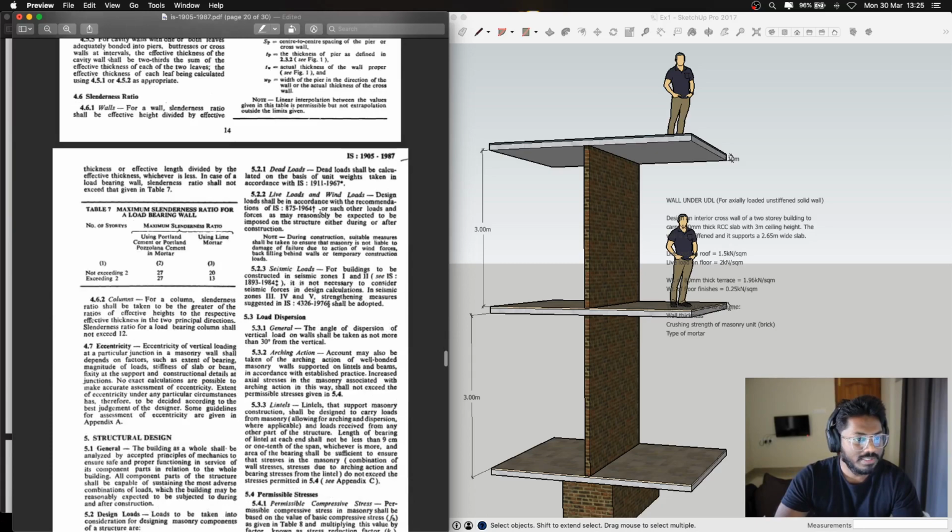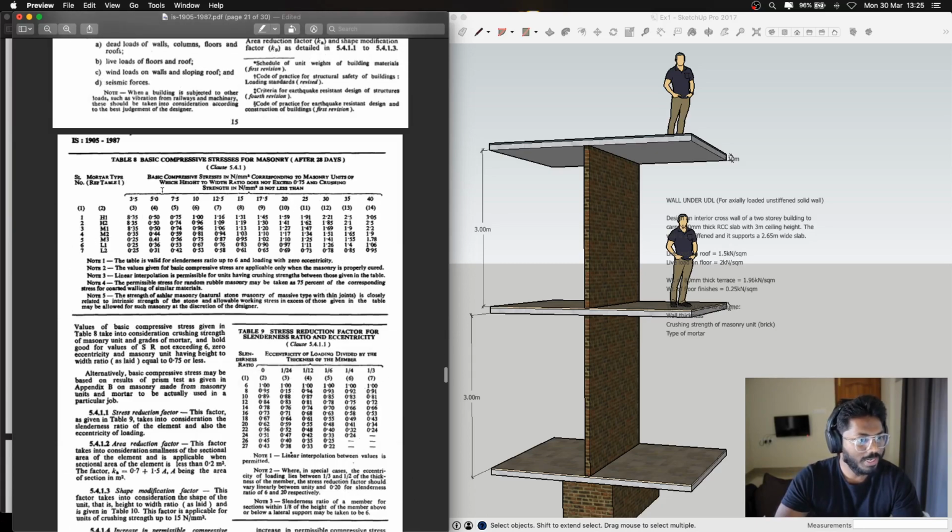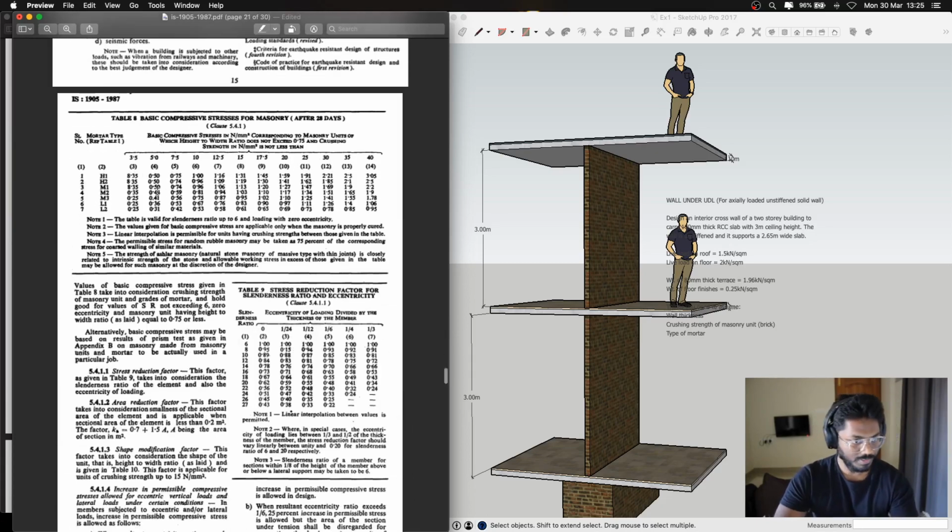Next, let's move on to Table 8. This is an important table. This table gives the basic compressive stresses for masonry that need to be considered in order to progress the design further. For instance, the basic compressive strength is given in Newton per mm square.